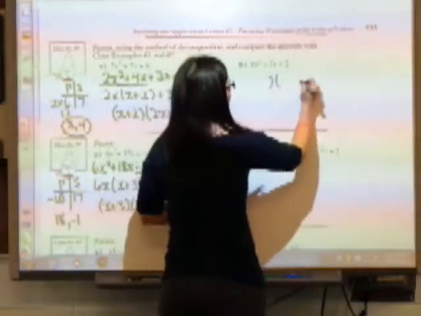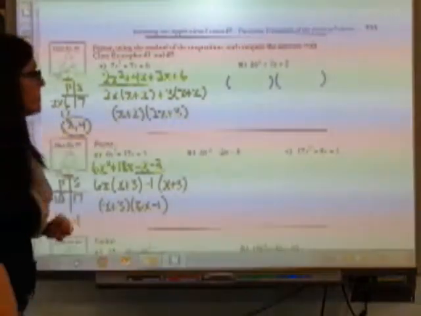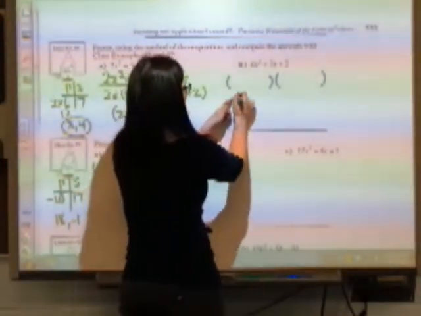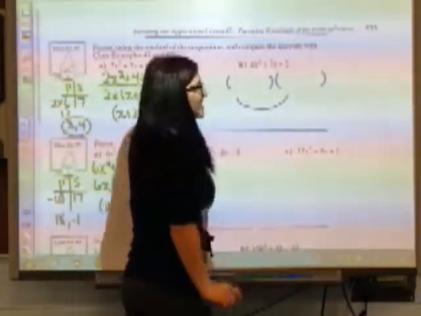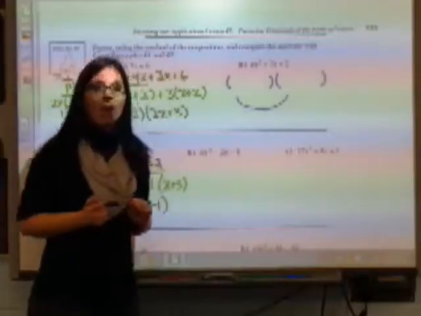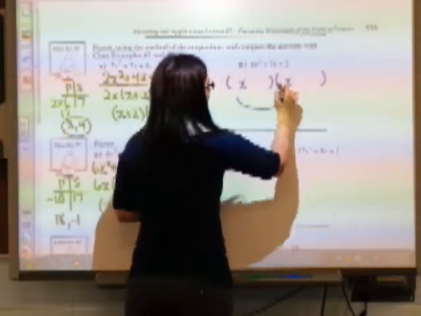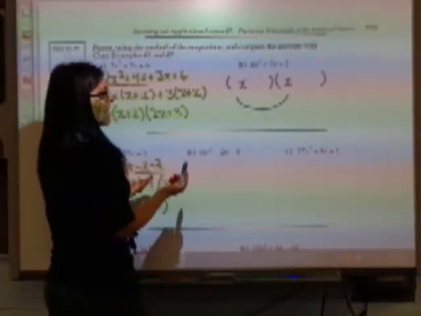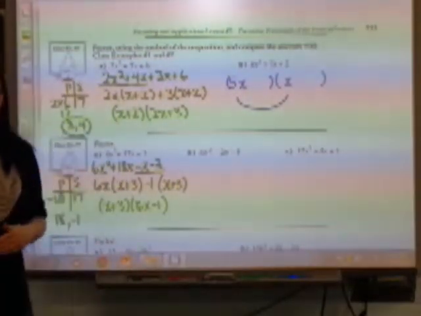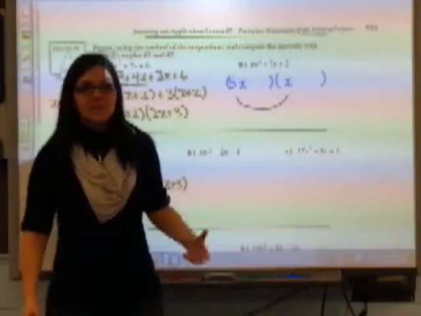Because when I factor this, I know that I should get 2 binomials. And when I multiply the 2 binomials together, the first term and the first term is going to give me a 5x squared. And I know that each term has an x in it. So the only way that I can get a 5x squared is to leave this as a 5x and an x. That's the only way, which is why it works nicely for prime numbers.